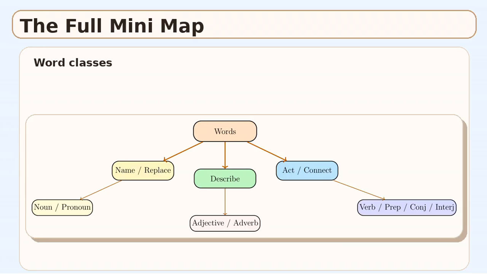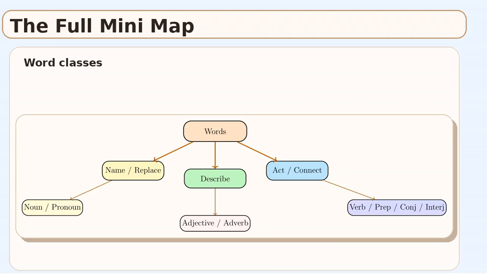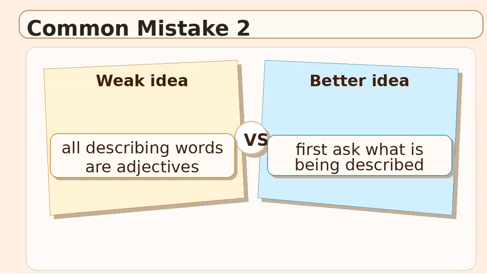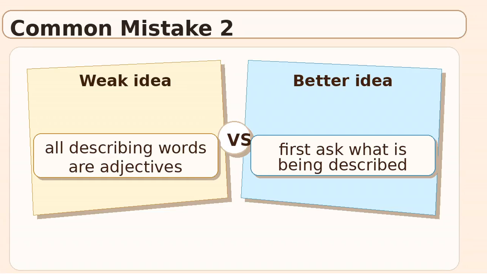This mini map brings the lesson back together. It is useful when you revise quickly before a test or before writing practice. A common mistake is to identify a word only from memory without looking at the sentence. Grammar requires context. Another mistake is to confuse adjectives and adverbs because both describe.